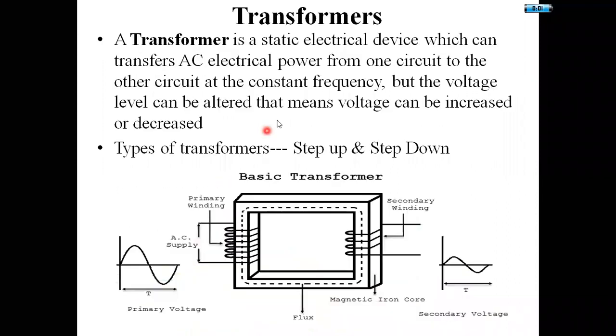Next one is transformers. A transformer is a device which will convert AC voltage into AC voltage. That voltage may be increased or decreased, depending upon our requirement. We will increase the voltage or decrease the voltage. These transformers are of two types: step up transformer and step down transformer. Step up transformer will give more voltage, whereas the step down transformer will give less voltage. In laboratory, we use step down transformers, whereas in industries we use step up transformers.